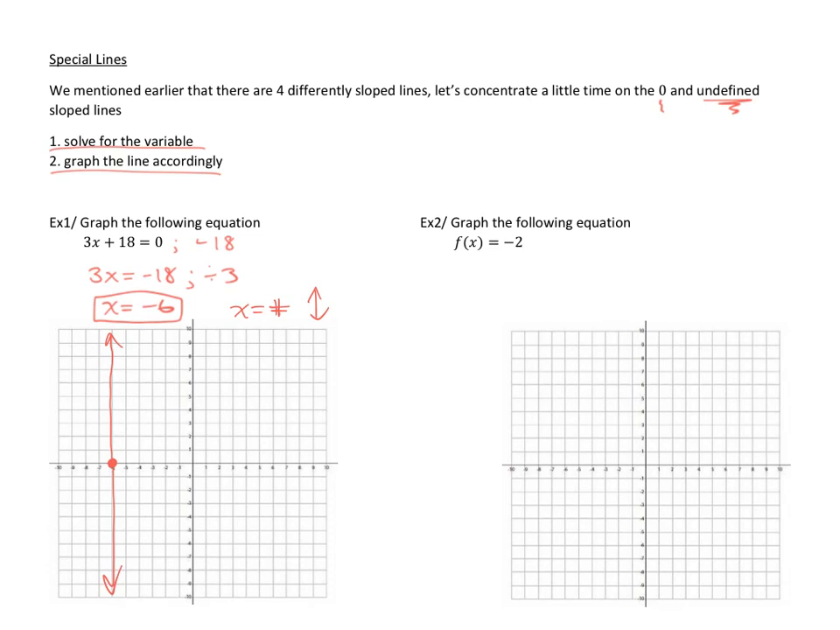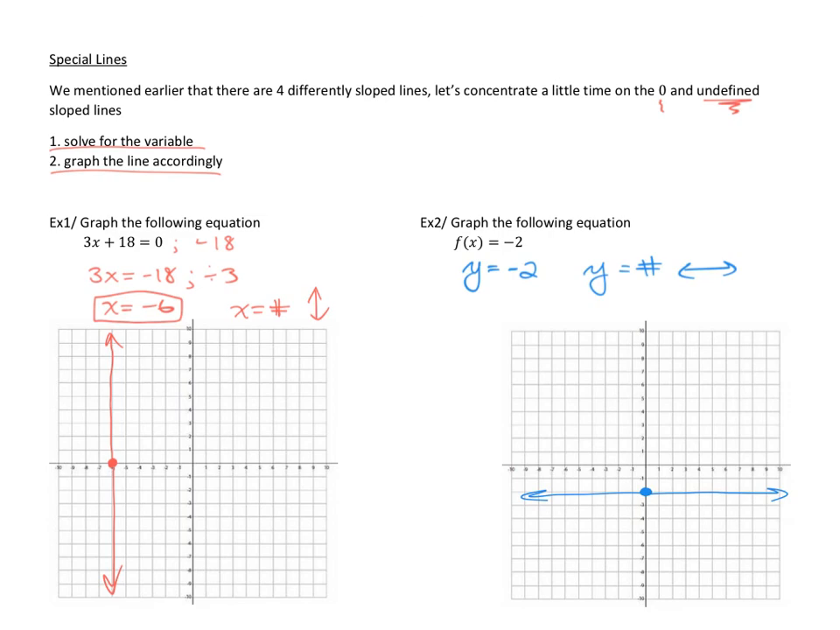In this second example, you'll see that f of x equals negative 2. Well, this is the same thing as saying y equals negative 2. And any time you have y equals a number, you'll end up with a horizontal line. And so again, once you get a final simplified version with one variable, the variable tells you which axis to go to. So we're going to go to the y-axis, and we're going to go all the way down to negative 2 on the y-axis, which is right here. And since we have y equals a number, this will be a horizontal line.